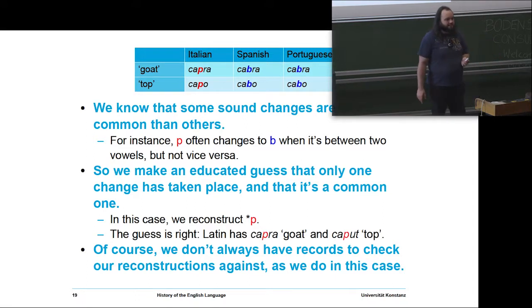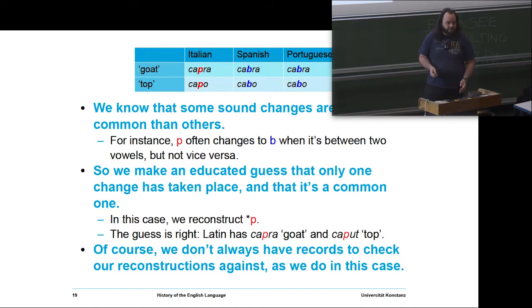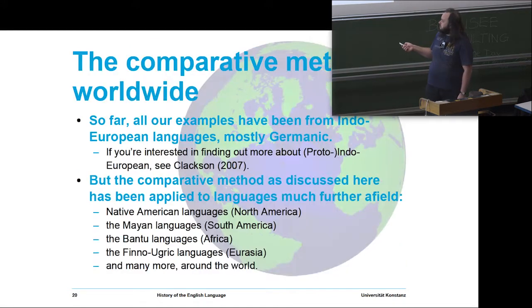Now, we won't always be as lucky as we are in this case. So here, remember, we're dealing with a family where the ancestor language is actually known. We have lots of records of Latin. In the case of Germanic, we're not that lucky. We don't have records in the same way. We don't have records of Proto-Germanic. But we know that the methods that we use for reconstructing it are sound, because when we apply them to cases where we do have an ancestor language attested, it gives the right results. Do you see the reasoning there?